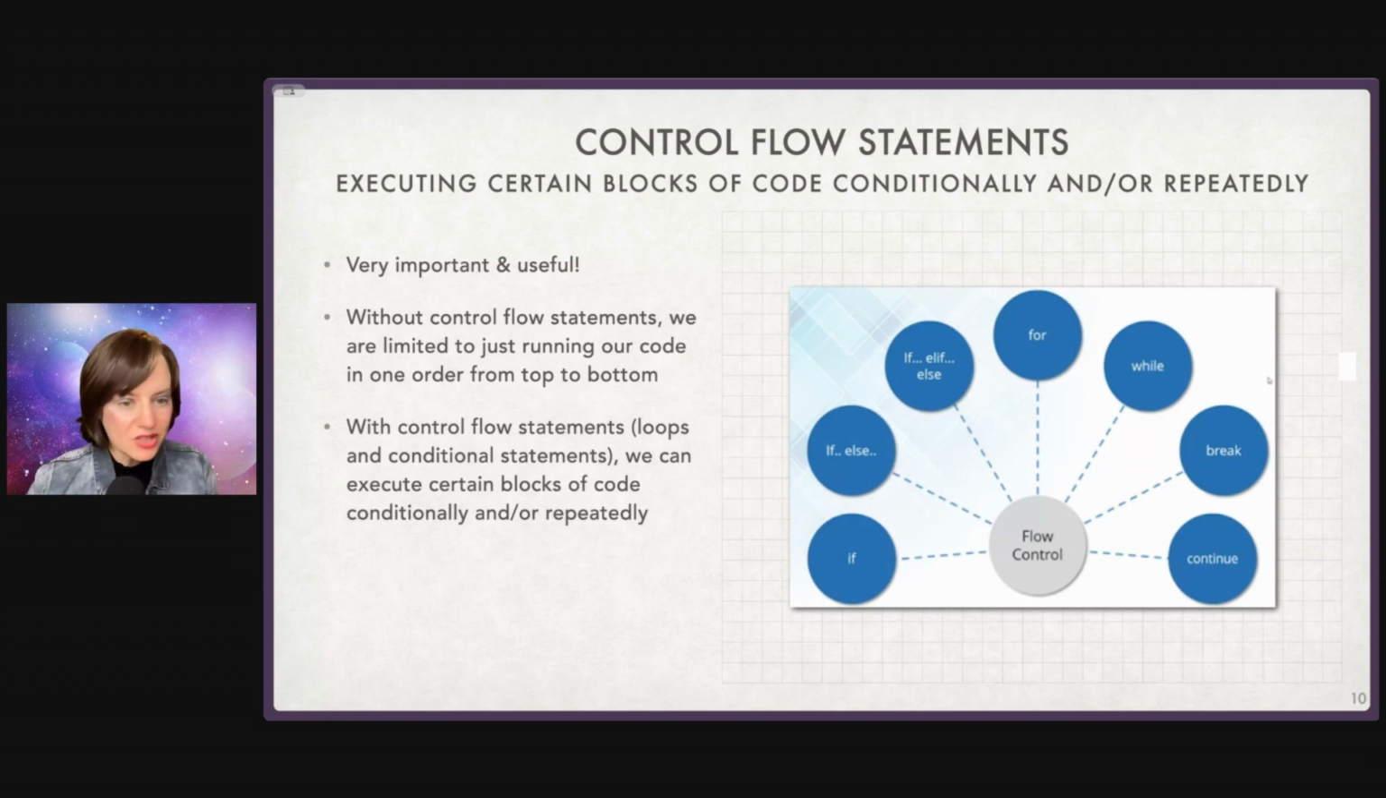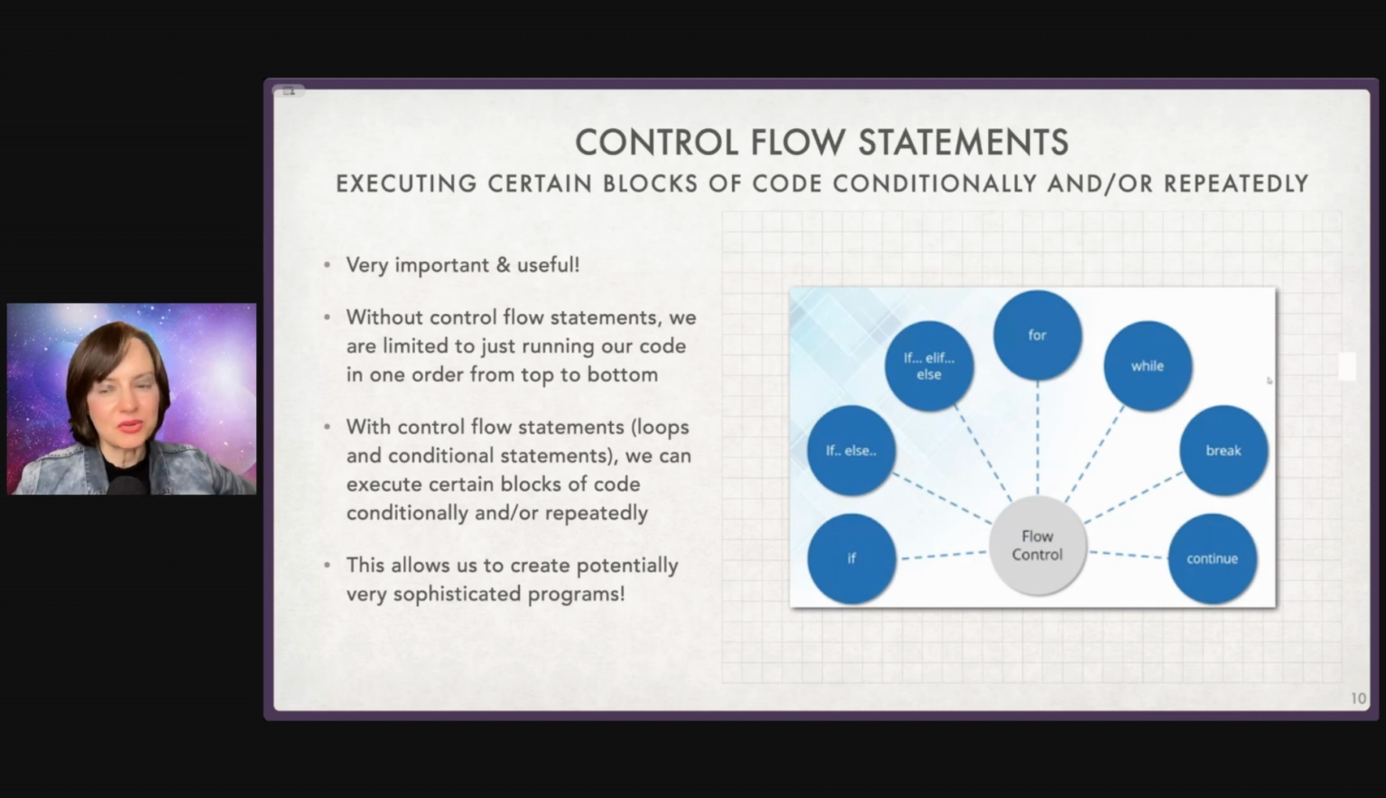We can start to get really complicated just with these relatively simple control flow statements. With loops and conditional statements, we can execute these blocks of code conditionally and or repeatedly, which allows us to create potentially very, very sophisticated programs. So these are pretty simple levers. Think of like a marble going through a maze, but these levers really help the marble go this way and help it go that way in a way that otherwise we just have to drop the marble. Is that a good analogy? I'm not sure. I never said that in class, but I got marbles on my brain.